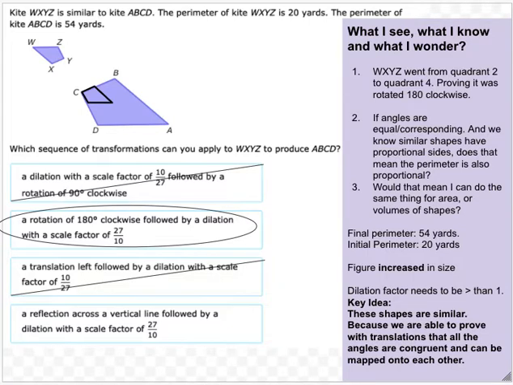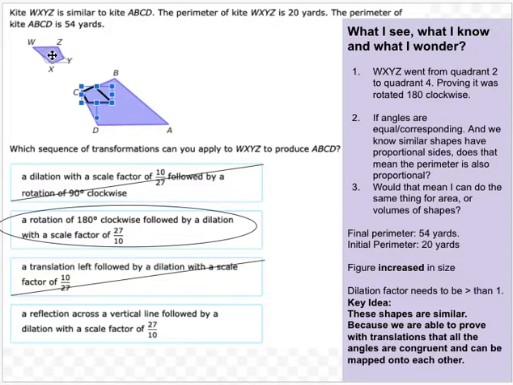In this problem, we have the shape W, X, Y, and Z with a perimeter of 20 yards, and the shape is dilated to make shape ABCD with a perimeter of 54 yards. So what are some of the things that I see that I know and that I wonder?